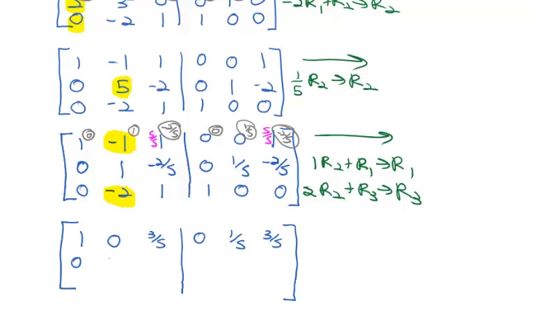The center row is unchanged. 0, 1, negative 2/5, 0, 1/5, negative 2/5. The bottom row, we're multiplying the pivot center row by 2. So when we multiply by 2, 0 times 2 is 0. 1 times 2 is 2. Negative 2 times 2 is negative 4 fifths. 0 times 2 is 0. 1 times 2 is 2 fifths. And negative 2 times 2 is negative 4 fifths.